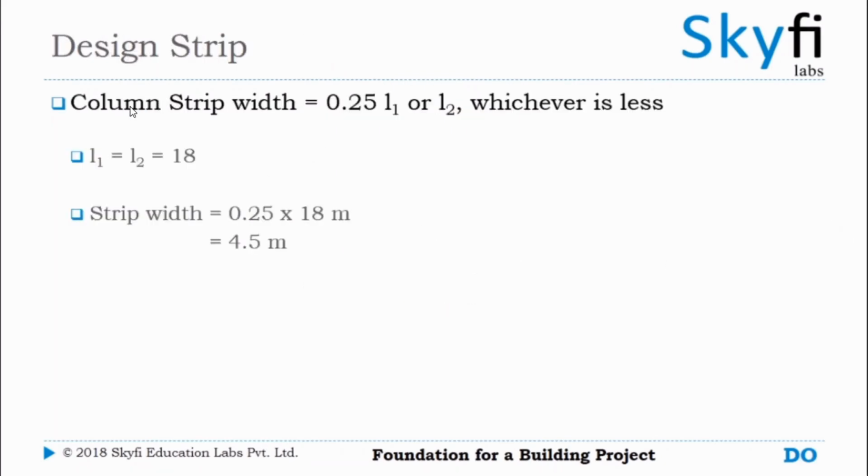The column design strip width is 0.25 into L1 or L2. L1 and L2 are the dimensions. Here our dimension L1 is equal to L2, that is 18. So the strip width is 0.25 into 18, that is 4.5 meter. For our convenience we will be taking it as 4.